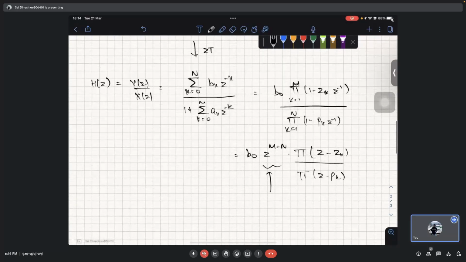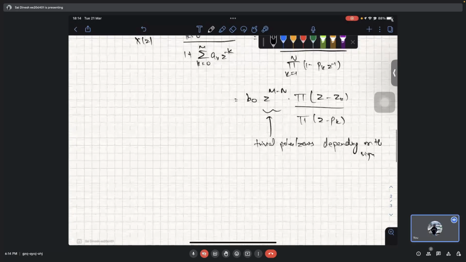So these are either the trivial poles or zeros depending on the sign, right? So once we have H(z), let's assume that this is a causal and stable system, then the ROC, so the unit circle, is also included in the ROC, right? So then we replace z by e^{jω} to get the frequency response of H(z).